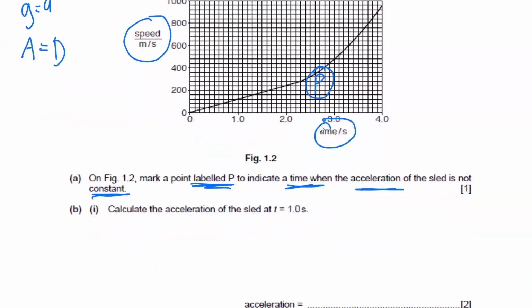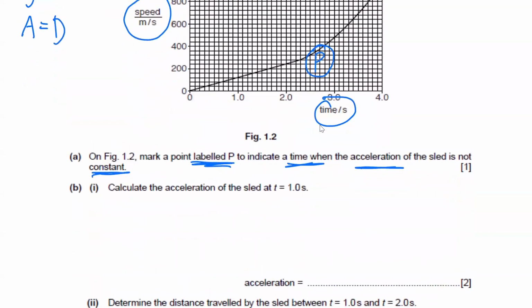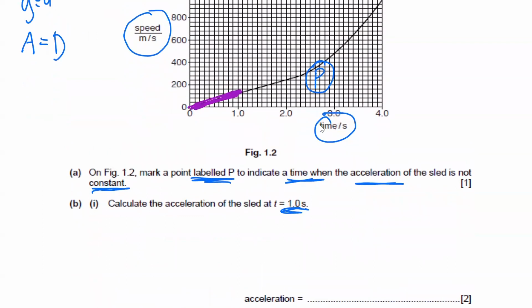Then after that, they ask you to calculate the acceleration at time equals 1. If I'm looking at time equals 1, how do I know the acceleration? Once again, I'm only focusing on this part. I want to find the gradient of this graph, and I know that the gradient is change in y over change in x. In this case, I first have to find how much each box represents.